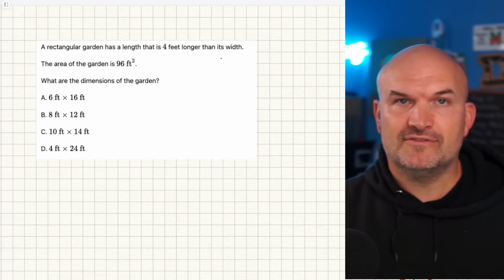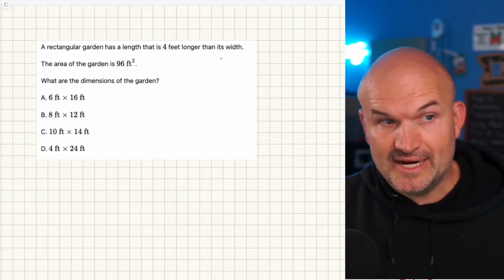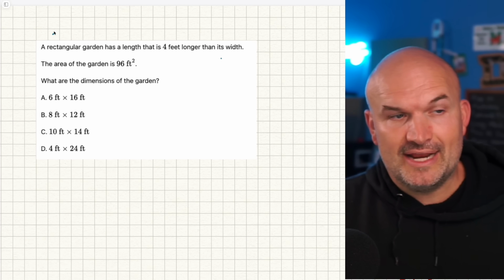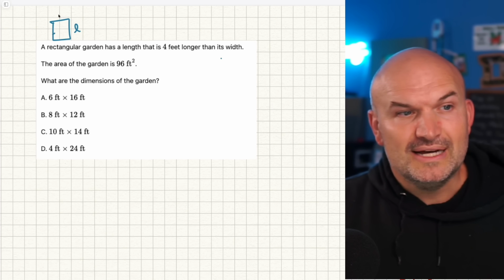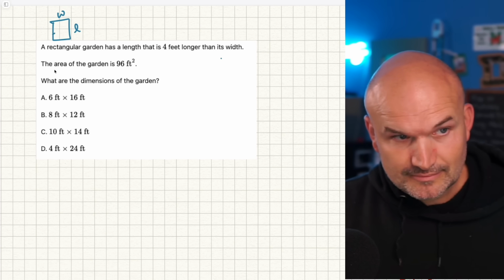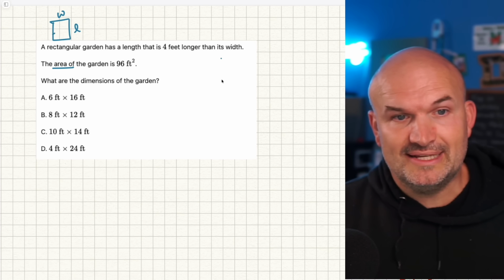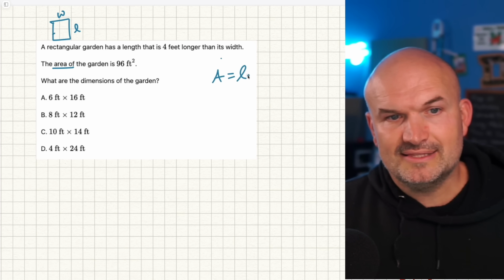What are the dimensions of the garden? Okay, so we have a rectangle, right? And so I know that a rectangle has a length and a width, all right? Now they already give us the area. So I'm just going to write the area equals length times width.